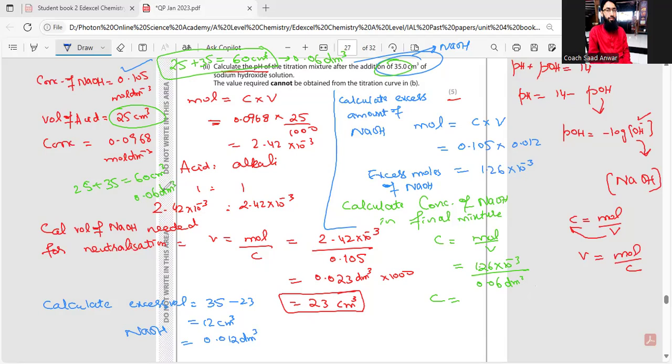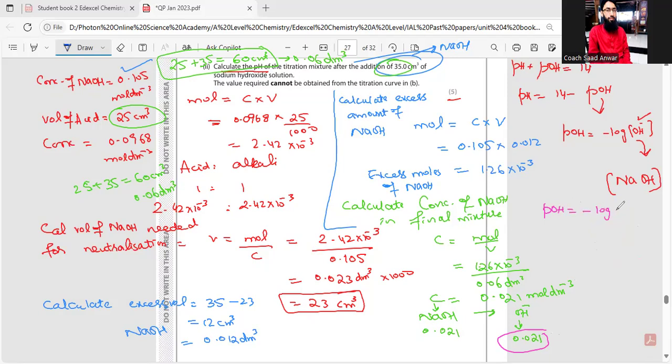So 1.26 times 10 to the minus 3 divided by 0.06. So this would be the concentration, 0.021 moles per dm cubed. So this is the concentration of alkali. This is a strong alkali, so it would give me hydroxide ion. So if alkali concentration is 0.021, I can say hydroxide ion concentration would be 0.021. So this is the concentration of hydroxide ion, which I can put here. pOH is equal to minus log of hydroxide ion concentration. So take negative log of this, and I would be getting 1.698.